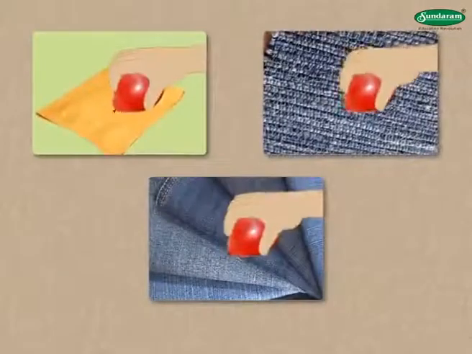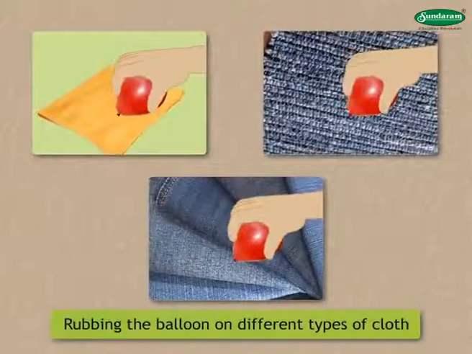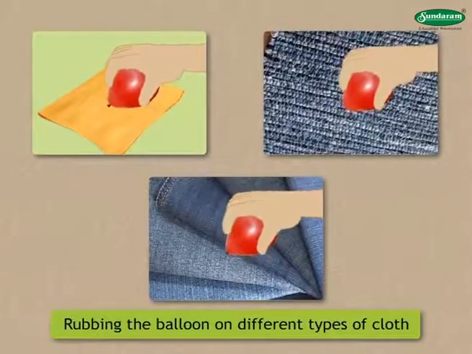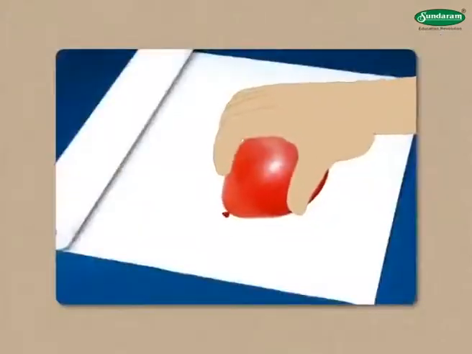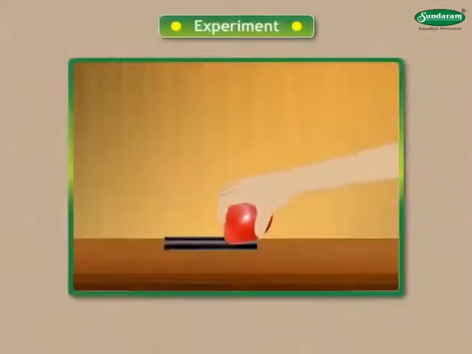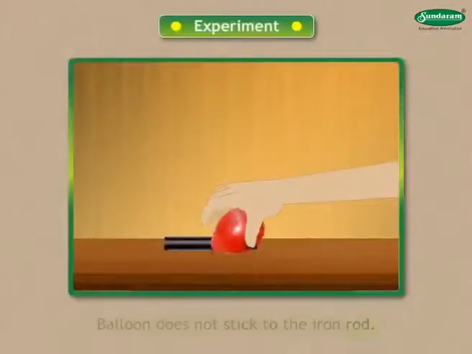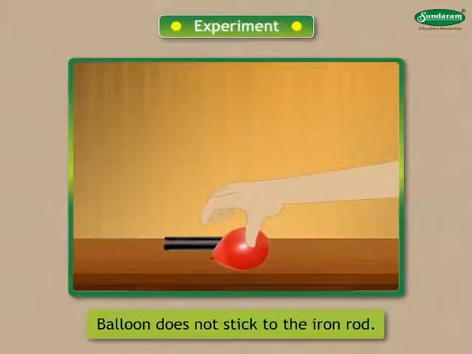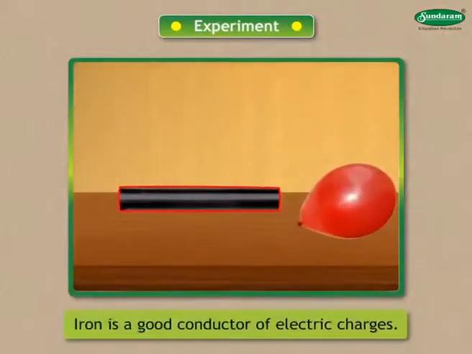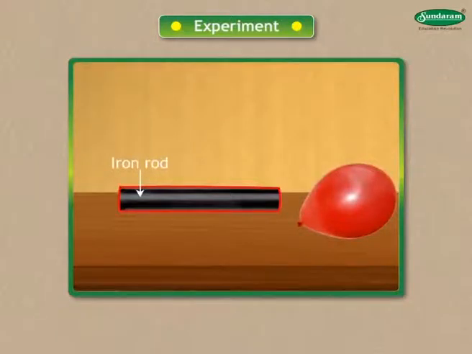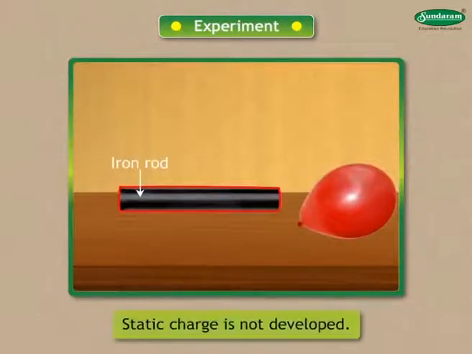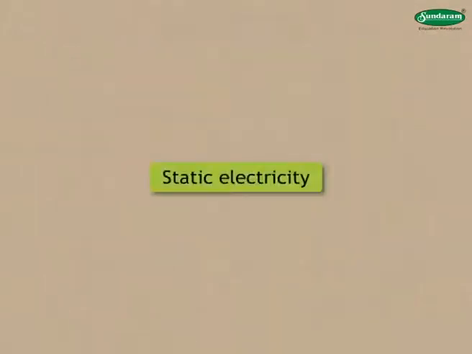Now, repeat this experiment, rubbing the balloon on different types of cloth and on paper. Find out if it sticks to an iron rod. No, it will not stick to the iron rod. Iron is a good conductor of electric charges because it is a metal, and so it cannot develop a static charge on it.